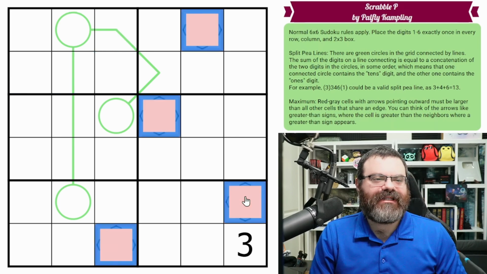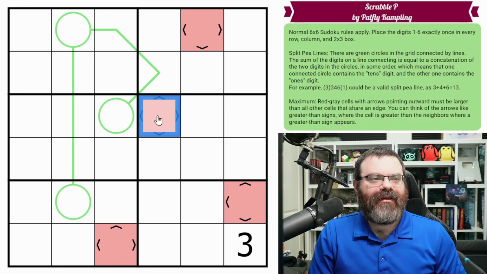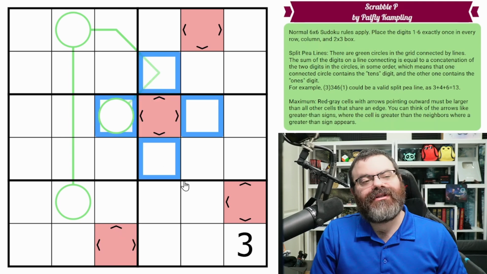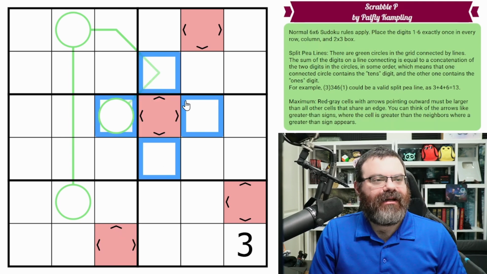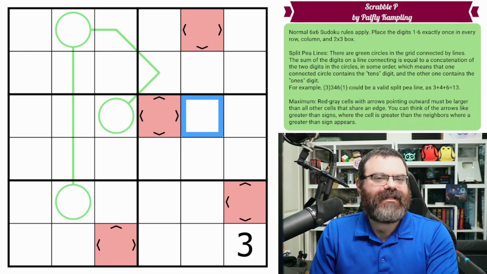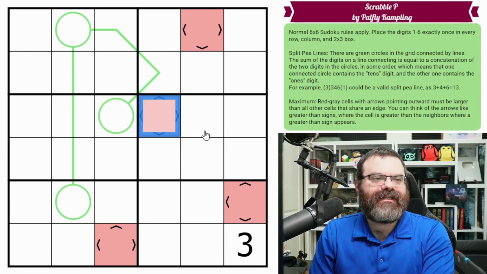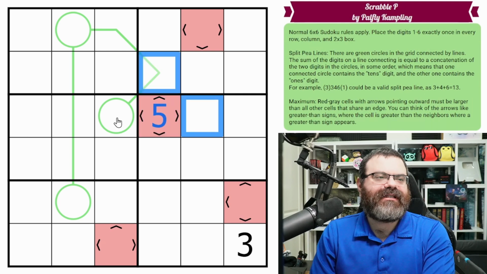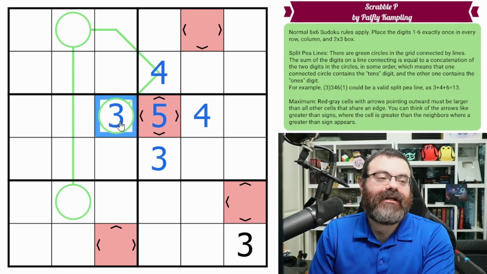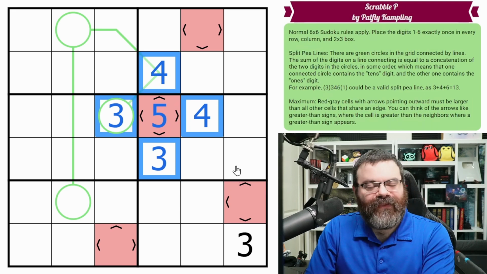We also have these maximum cells. These are pretty straightforward. This cell is just bigger than all of its neighbors, the touching neighbors that share an edge. So if this is, say, a 5, then all of these have to be smaller than 5. We could do 4, 3, and 3 if we wanted to. They just have to all be smaller than 5.